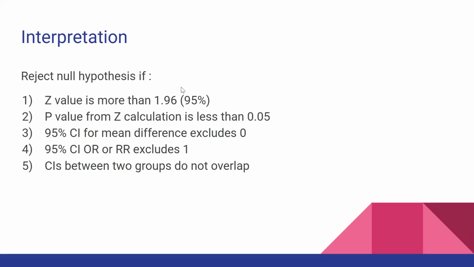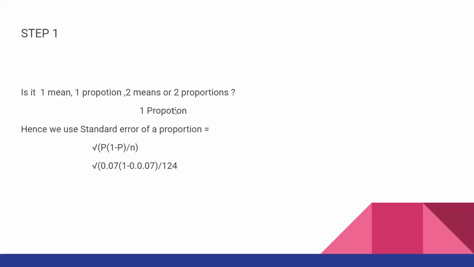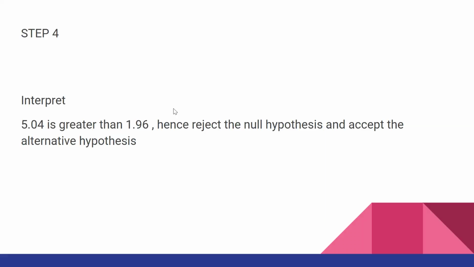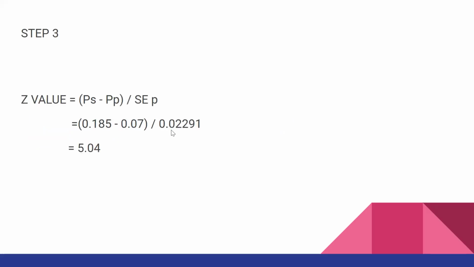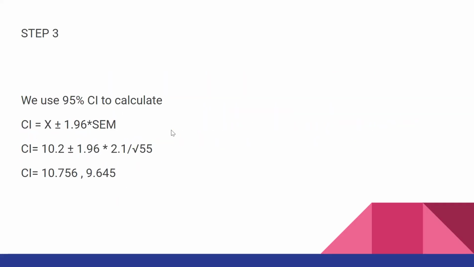So anything more than 1.96 means that you're going to reject your hypothesis. So there is the interpretation. You say that 5.04 is greater than 1.96. Hence, you reject the null hypothesis and accept the alternative hypothesis. So that is when you're using the Z test. We said we'll come back to this question.